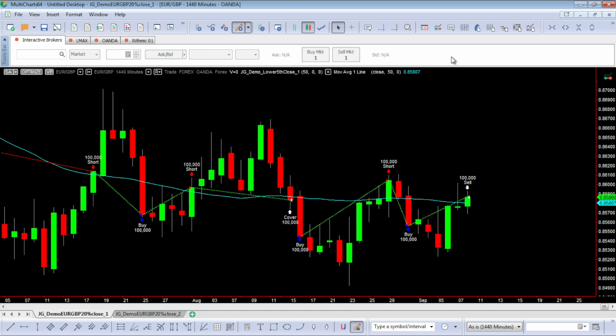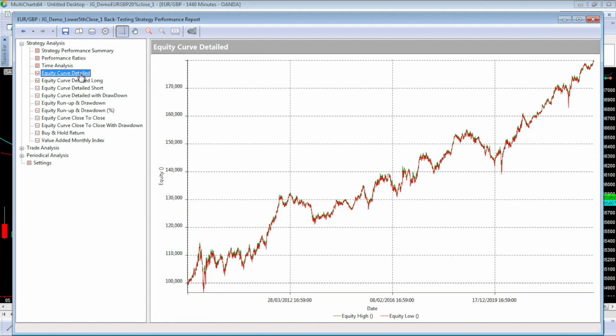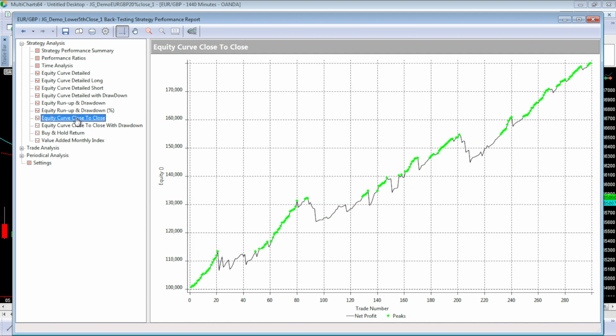Okay, here we are in MultiCharts, and we can see the daily chart of Euro-Pound. Firstly, we're going to look at the results not using any profit target or stop loss. So looking at the performance report, you can see that it makes almost 80,000 in net profit. It's got an equity curve which is really quite nice. It looks like the behaviour of the strategy has been quite consistent over the years, which is always a nice thing to see. There's the close to close equity.